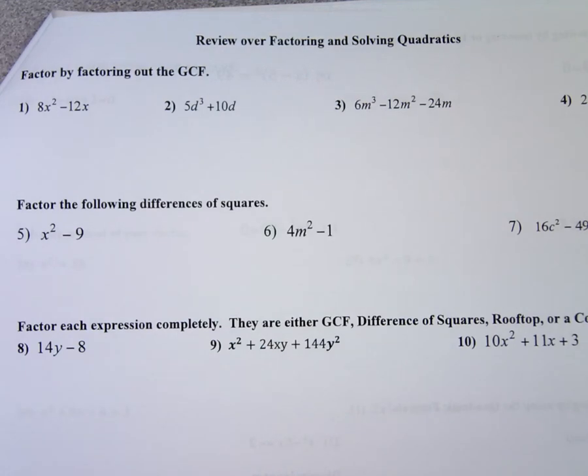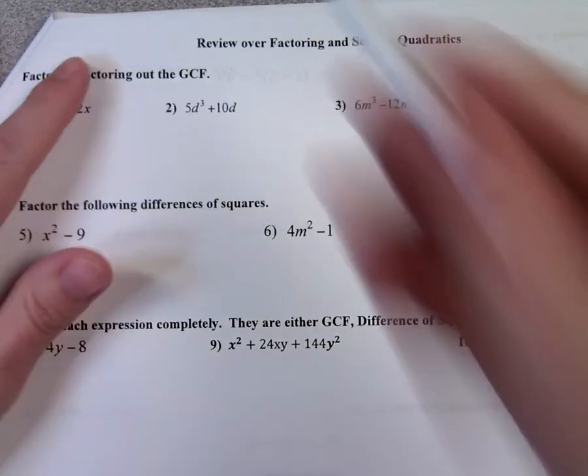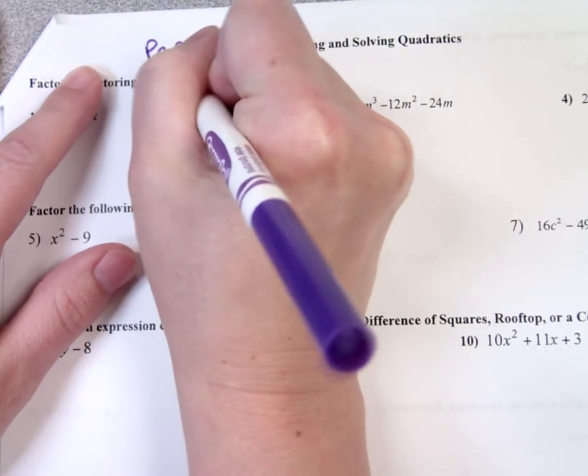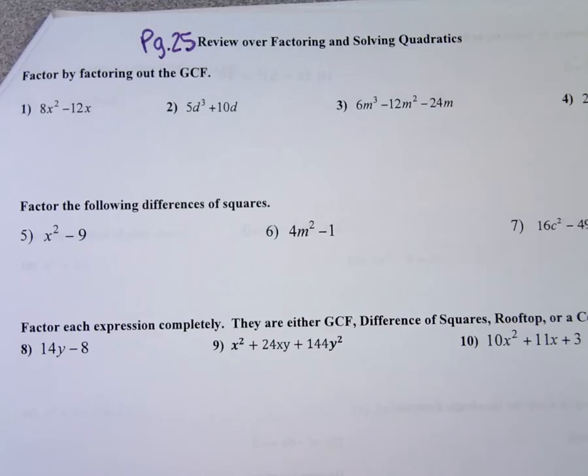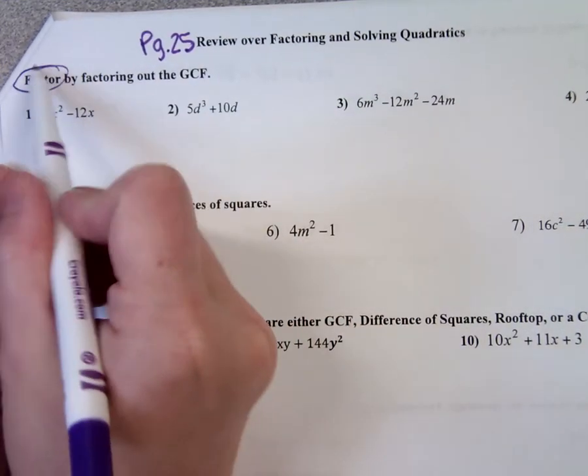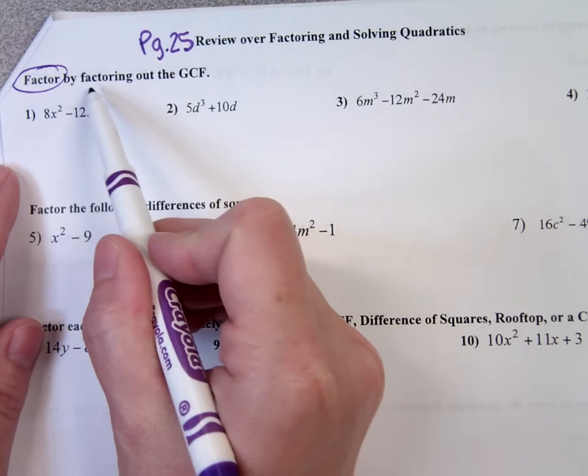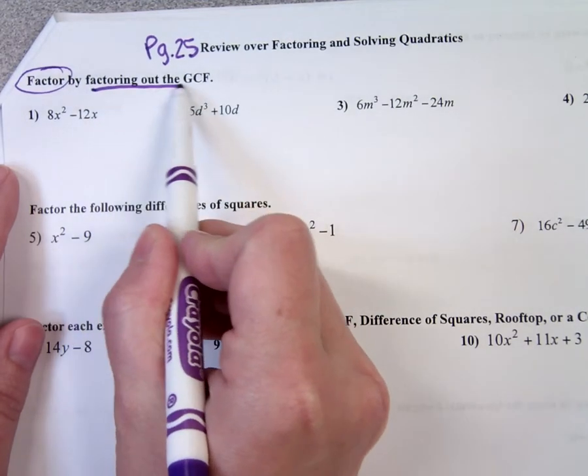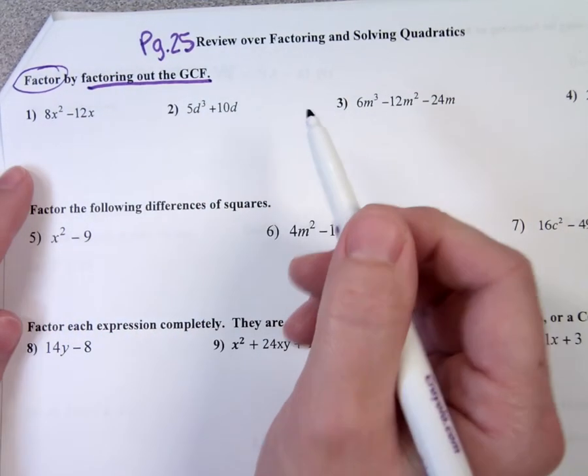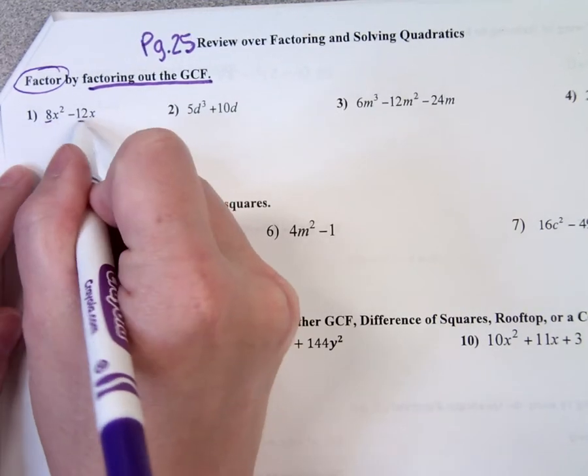Okay, this is the review for our Unit 11 test. This is on page 25 in your packet. So this is our section where we're talking about quadratics and factoring and how to solve quadratics. So this first section tells us to factor, and we're going to factor by factoring out the GCF. So first thing you look at is the coefficients.